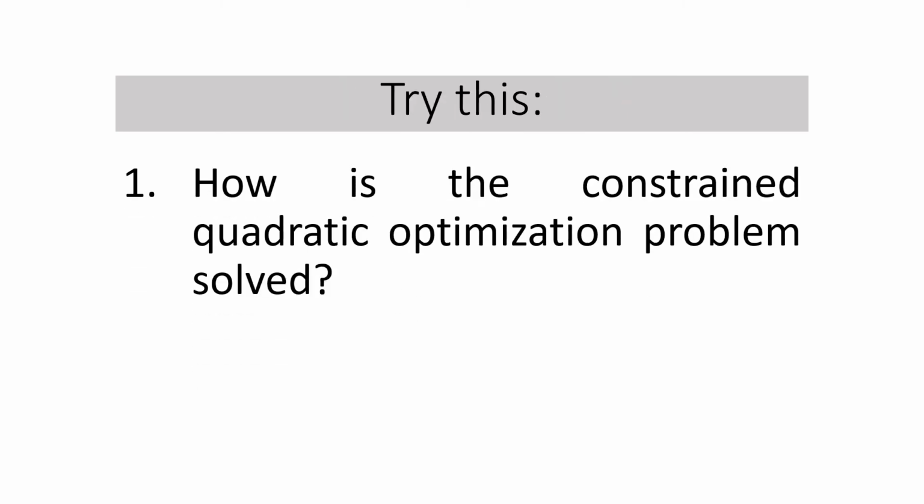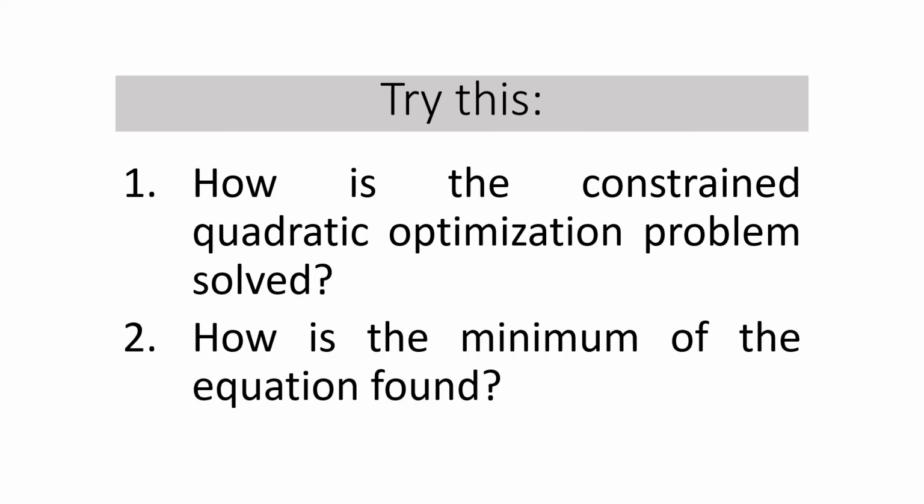After all being said and done, let's try this. How is the constrained quadratic optimization problem solved? How is the minimum of the equation found? Please write your answers in the comments down below so that we would be able to have a very rich interaction of ideas and we can learn from each other.